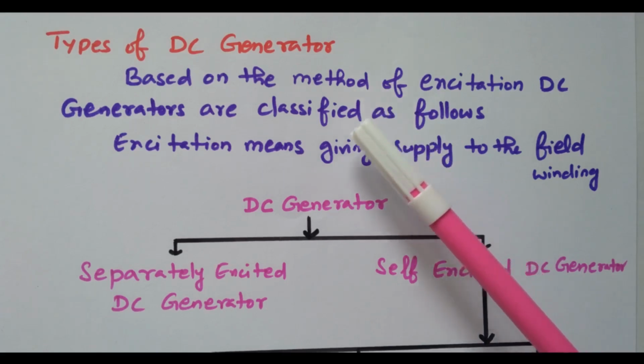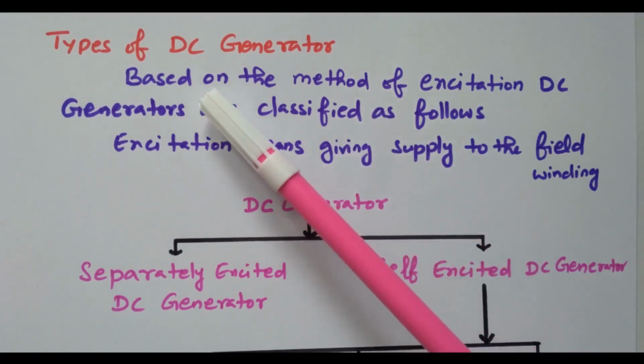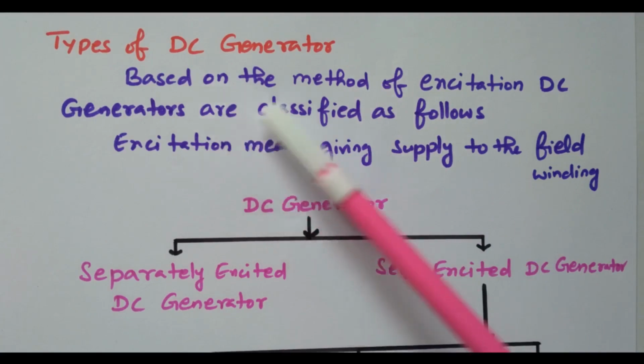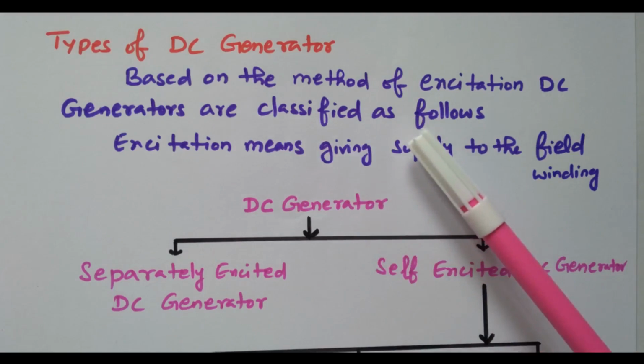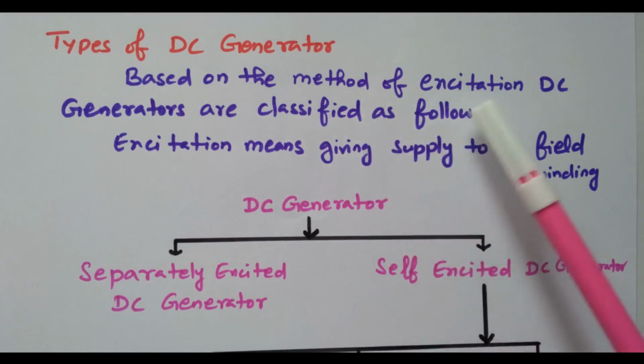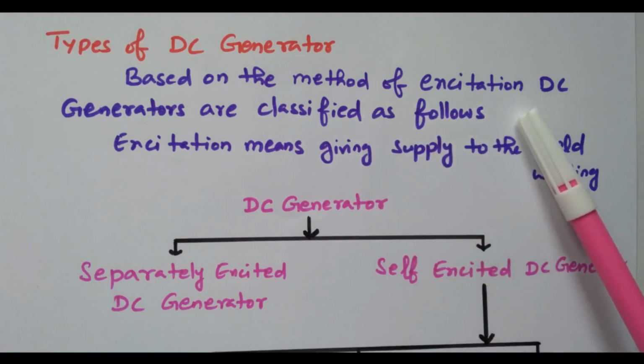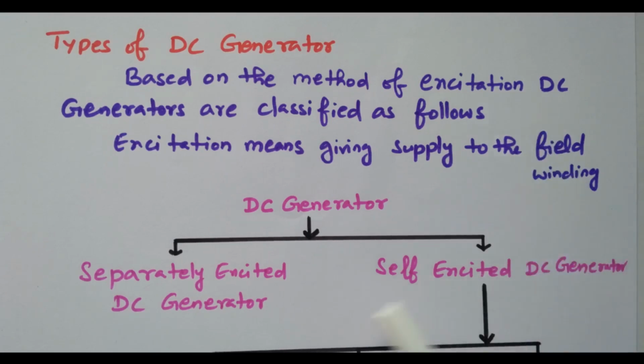Now we'll go to the topic: the types of DC generator. Based on the excitation, DC generators are classified as follows. The classification is based on the excitation given to the DC generator. Excitation means the supply given to the field winding in order to make it a magnetic field. In that there are two types available, separately excited or self-excited. So primarily two types.